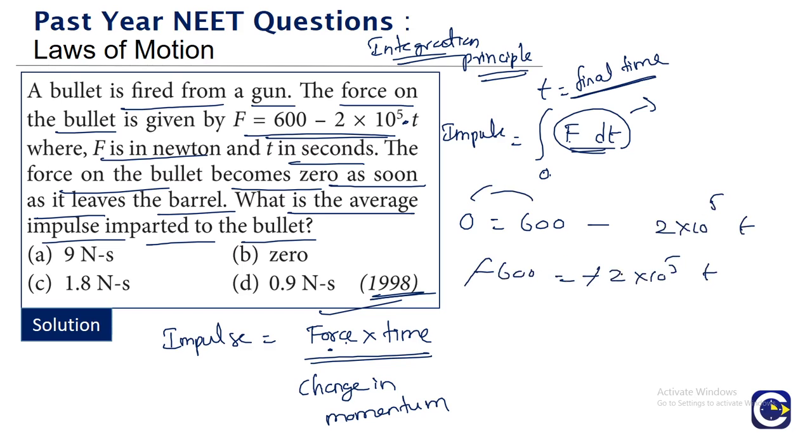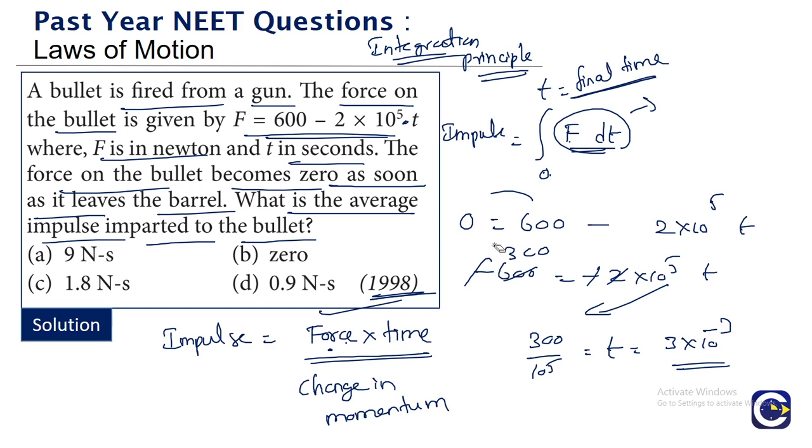Minus minus is cancelled. 2 ones are 2 300s. The 10 power 5 will go to the denominator. So 300 by 10 power 5. That is the time, which is what? 3 into 10 power minus 3. So this time is in what? It is in seconds. So we have to integrate from 0 to this amount of time.